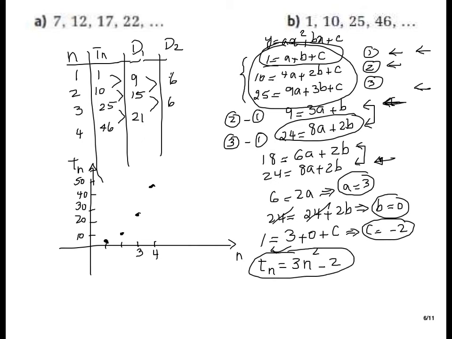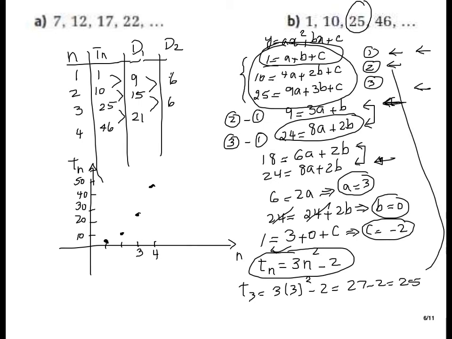Now to test that, as I said before, always try to test your answer to see if it's correct. So I'm going to pick one term, let's say term number 3, which is supposed to be 25. So t sub 3 is equal to 3 times 3 squared minus 2. 3 squared is 9, times 3 is 27, minus 2 is 25, which is exactly what we should get.